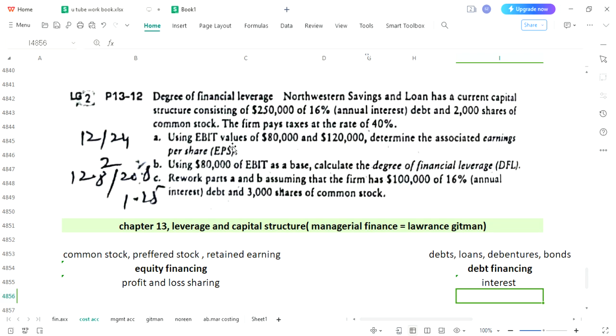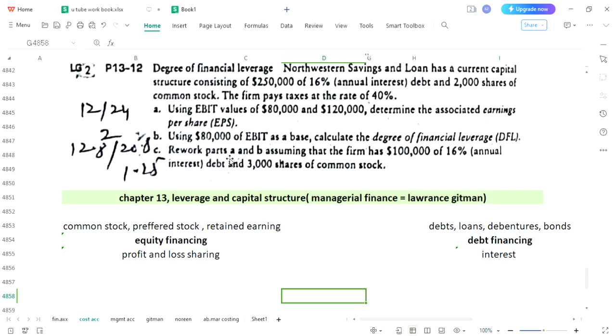Then what is the requirement of the question? Using EBIT values, earnings before interest and tax, determine the associated earnings per share. Kindly keep in mind, to calculate earnings per share, we need earnings, net profit after tax and interest. For that, we will create our pro forma.